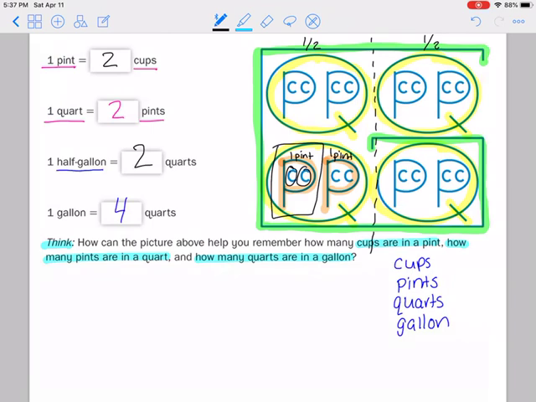Okay, so we are going to be using these units of measurement to do our journal pages, but watch the next video for some practice problems so you can better understand how to do this concept.